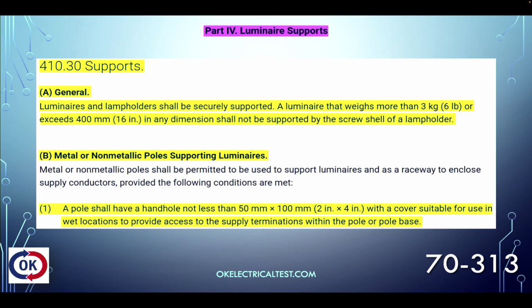And letter B, metal or non-metallic poles supporting luminaires. Number 1 says a pole shall have a handhole not less than 2 inches by 4 inches with a cover suitable for use in wet locations to provide access to the supply terminations within the pole or pole base. Again, minimum size they're going to ask you about, that's 2 inches by 4 inches.